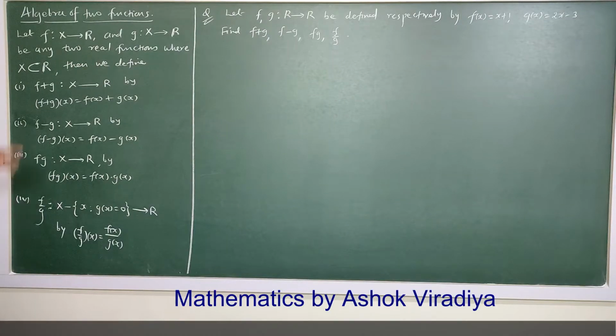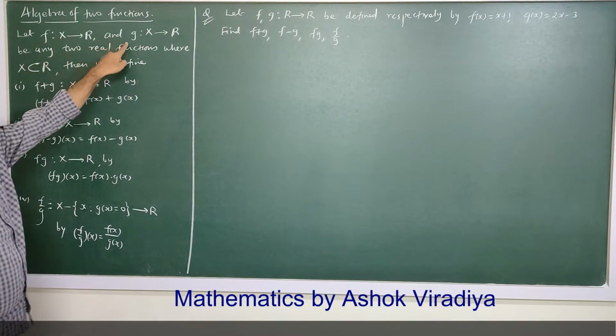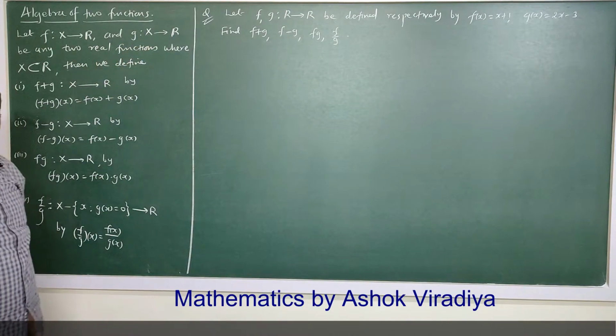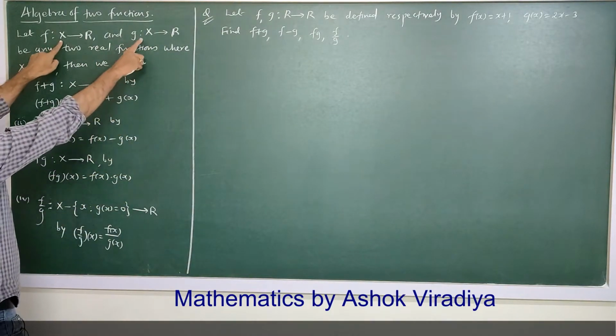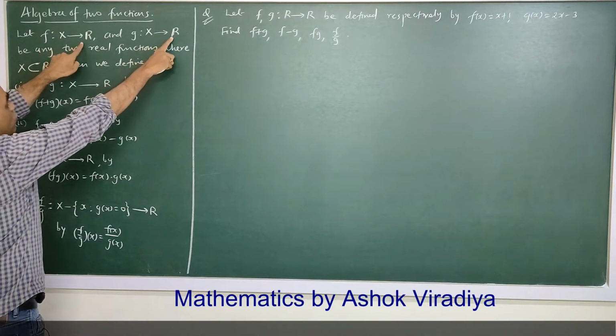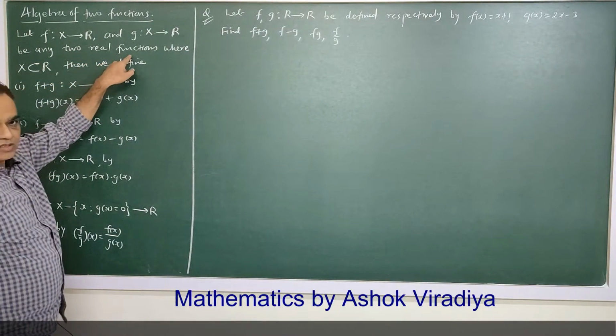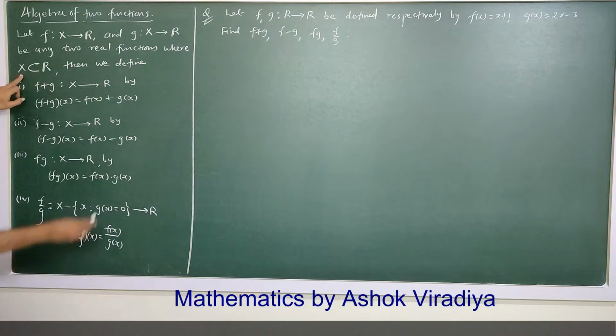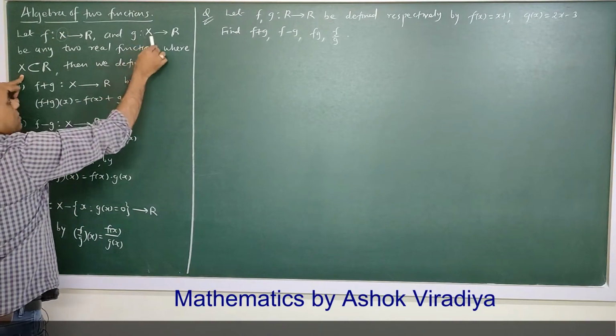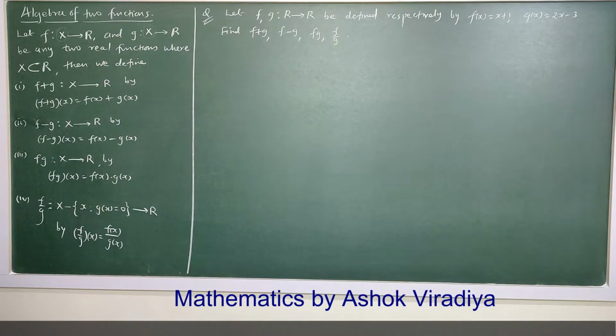Now, new topic: algebra of two functions. Say f is a function from X to R and g is a function from X to R. So in both functions the domain is X and the codomain is R. These are any two real functions, where this domain is a subset of R, meaning the domain contains only real numbers.